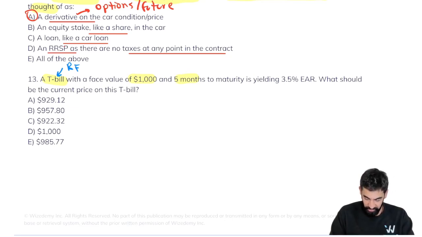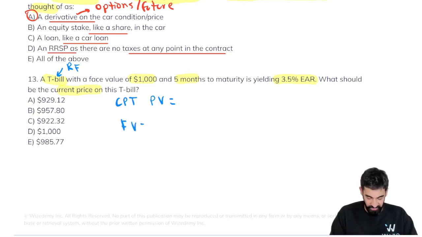So in this case, they said the maturity is yielding 3.5% EAR. What should be the current price on this bill? Current price means we're trying to find the PV. So you can use your financial calculator. Remember, if you don't have a financial calculator, borrow one from a friend. It's going to save you a lot. There are formulas for all of these, but it's way easier to use your financial calculator.